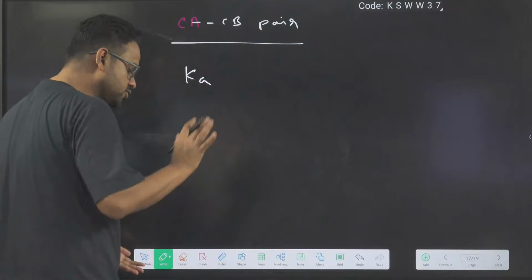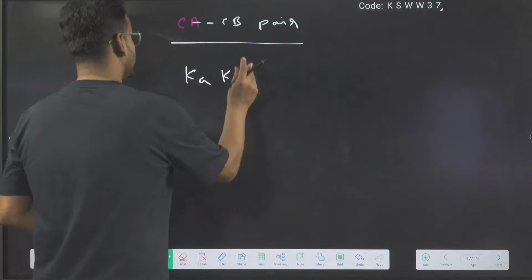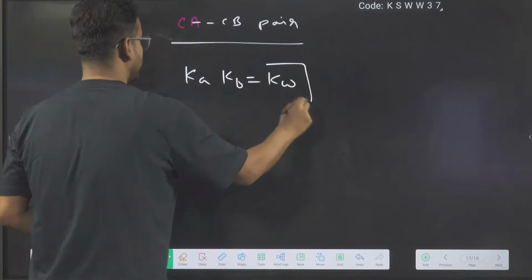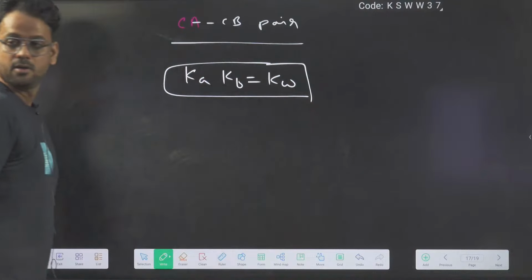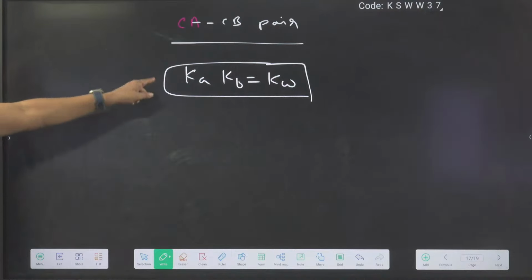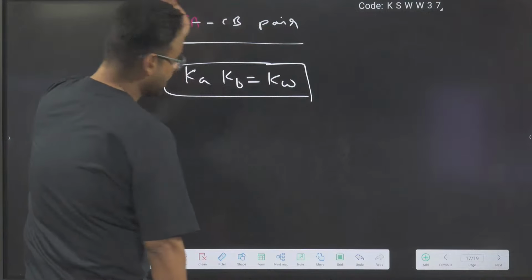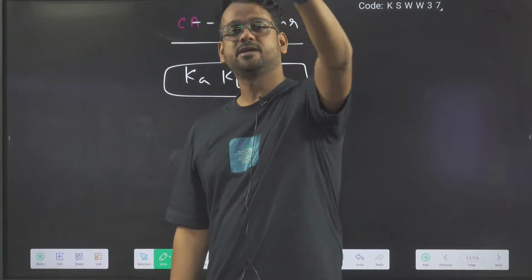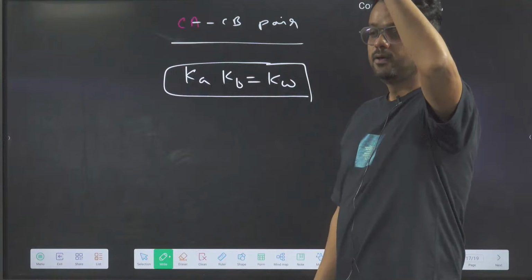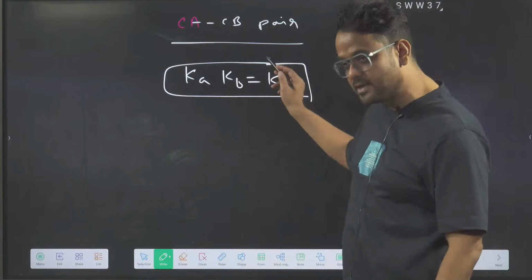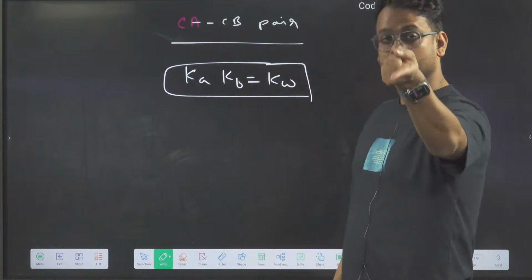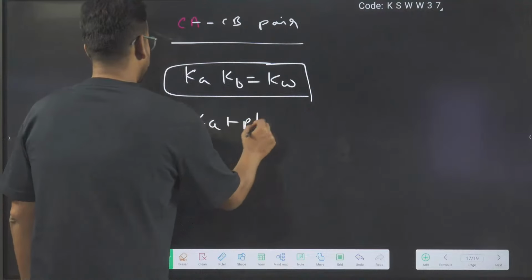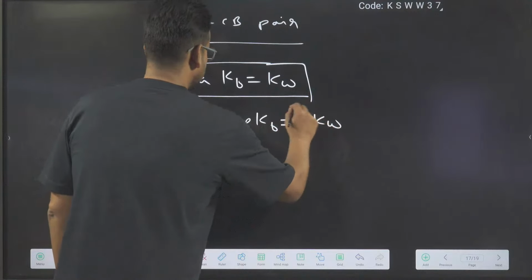So for a CaCb pair, Ka into Kb is equal to Kw. I am not saying that you take any random acid and any random base. If you take any random acid and any random base, then this is not applicable. For a CaCb pair, conjugate acid-base pair, Ka into Kb is Kw, and pKa plus pKb is equal to pKw.